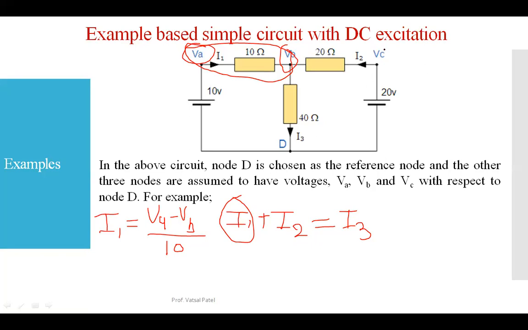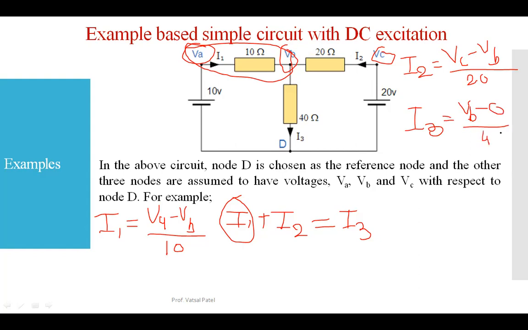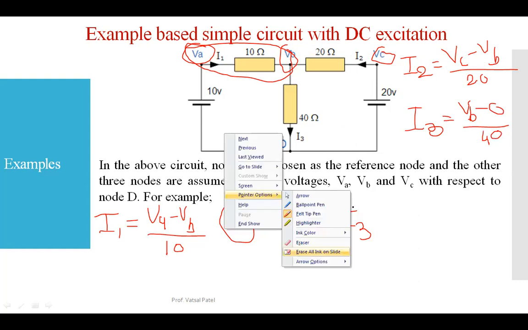Same thing, when you write for the I2 current, what can you write? If you see the current direction, the voltage VC minus VB divided by 20, and current I3 is equal to VB minus 0, because it is towards the reference node, and the reference node is always considered as 0 voltage. So VB minus 0 divided by 40. This is the KCL equation we write using Ohm's law.